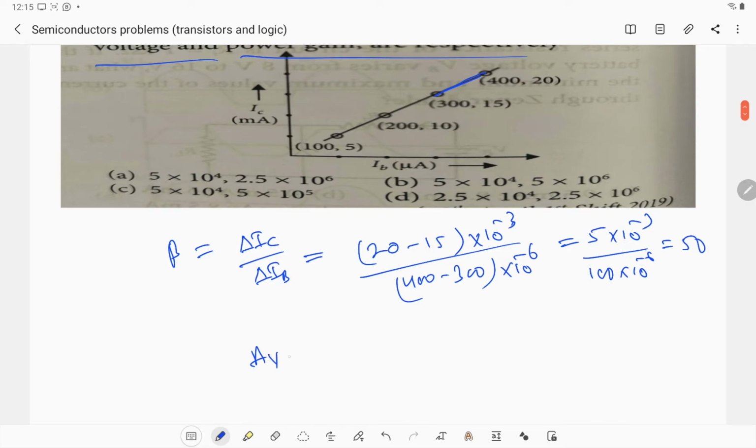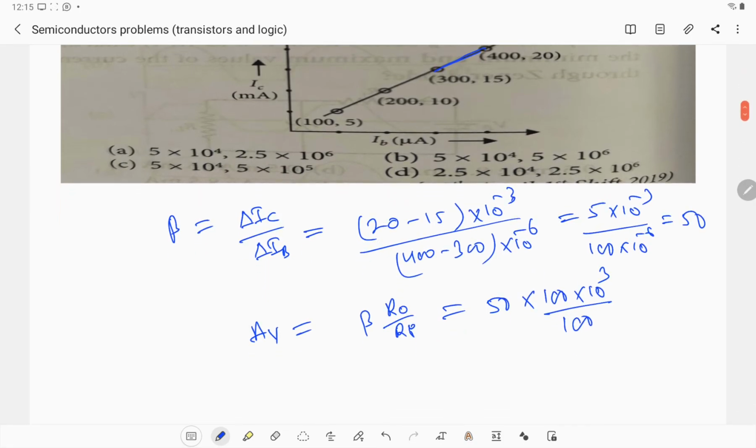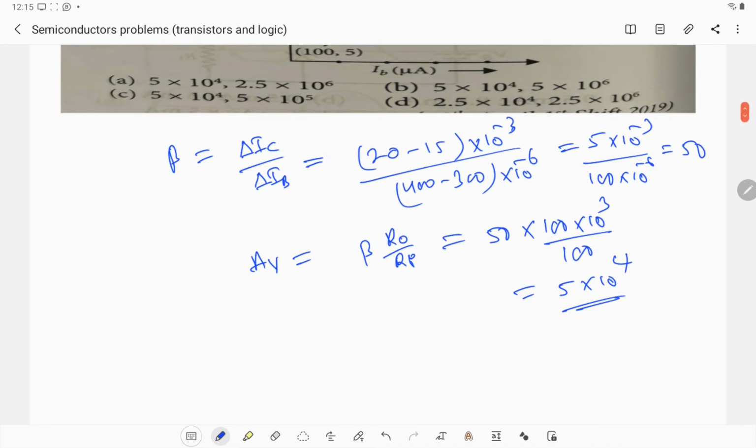Therefore voltage gain AV is equal to beta into output resistance by input resistance. Therefore beta is 50, output resistance is 100 kilo ohms, 100 into 10 cube, by input resistance is 100. This becomes 5 into 10 to the power of 4. This is voltage gain. Power gain is equal to beta into voltage gain.